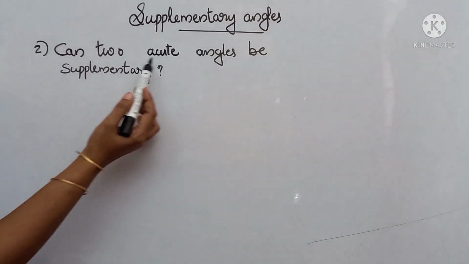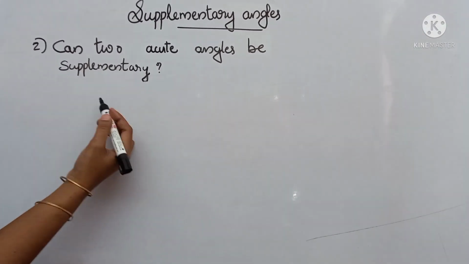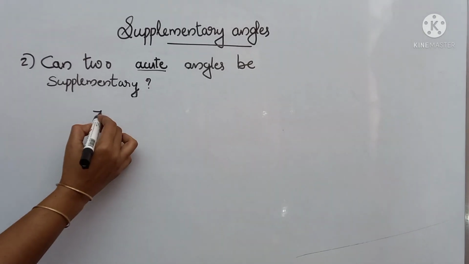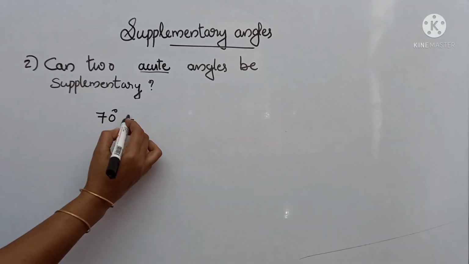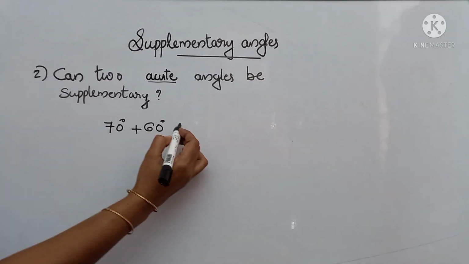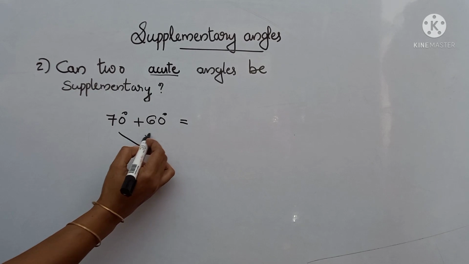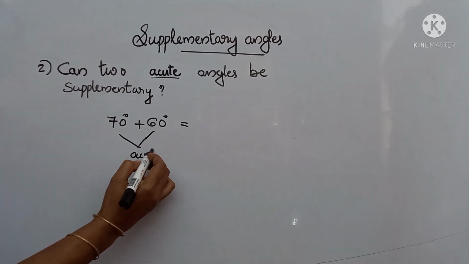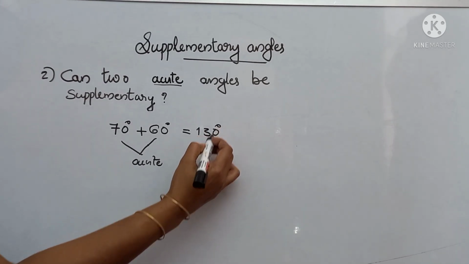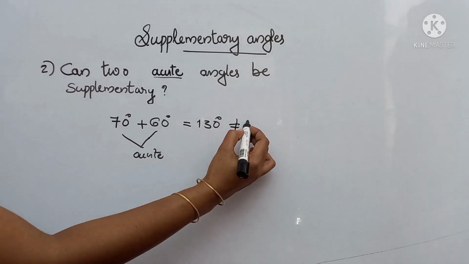Next: can two acute angles be supplementary? We can take any two acute angles. Let it be 70 degree, and another acute angle, let it be 60 degree. Then add these two acute angles. Both are acute angles, so the sum is equal to 130 degree only. That is not equal to 180 degree.